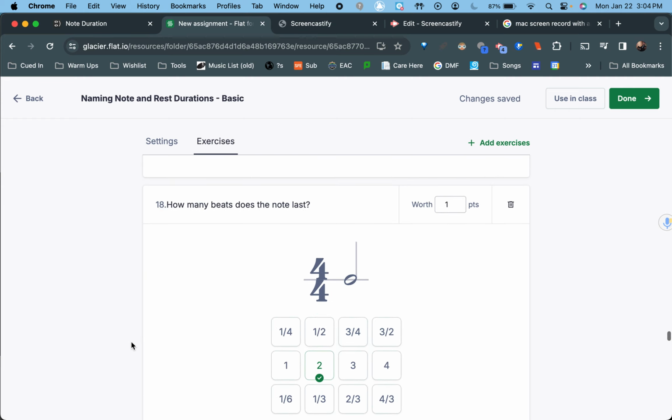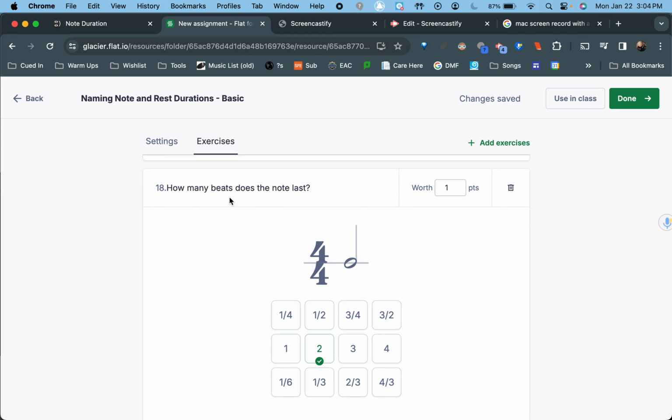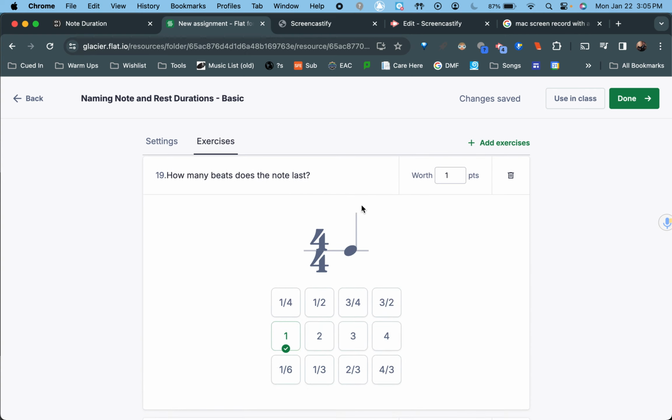And then the third type of question is how many beats does the note last? Okay. We've talked about quarter note based time signatures. So that's the bottom number. 4 means that our quarter note is always the beat. And so, if a quarter note gets one beat, the half note is twice the length and it's going to be 2 beats. Okay. Same thing, how many beats does this note last? It's a quarter note, so it's just going to be 1 beat.